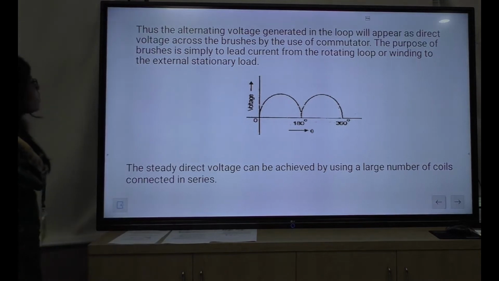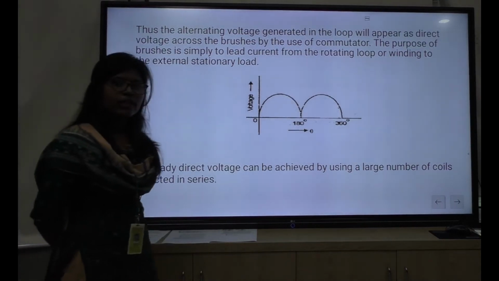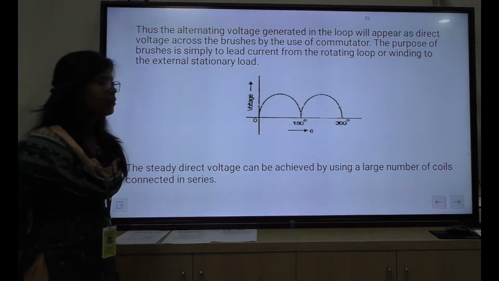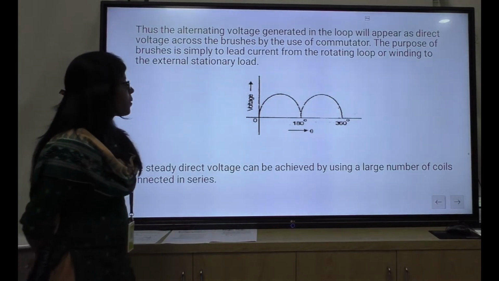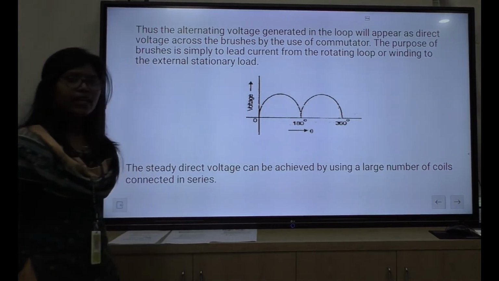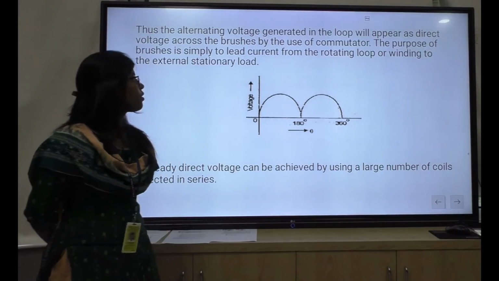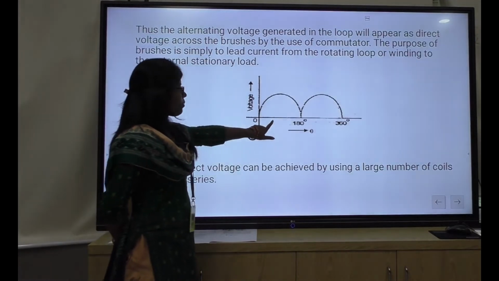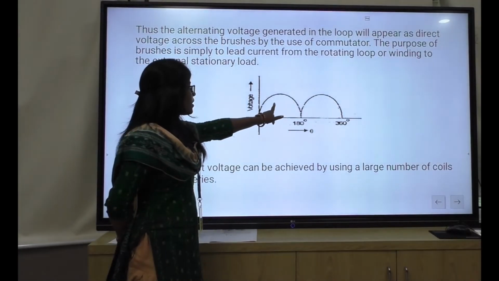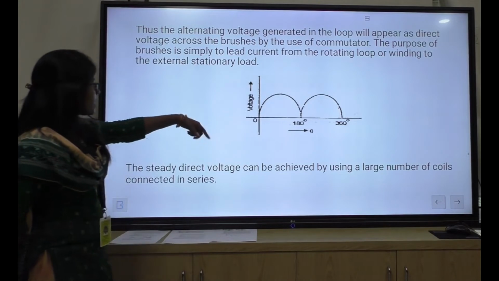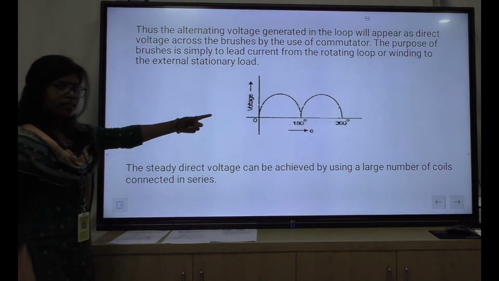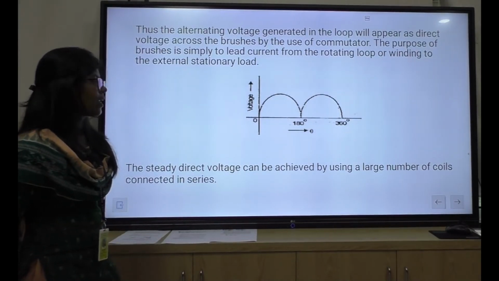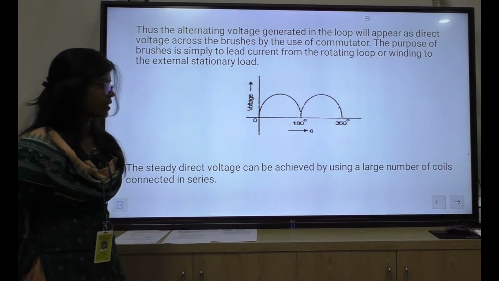So the alternating voltage that is generated in the loop can be converted to what? Direct voltage by using commutator, and the purpose of this brush is to collect the current from the rotating parts or rotating loops to the external circuit. So this is our direct voltage, but this is not our steady voltage, this is our pulsating direct voltage. From this pulsating direct voltage we can get steady direct voltage by using a large number of coils connected in series.